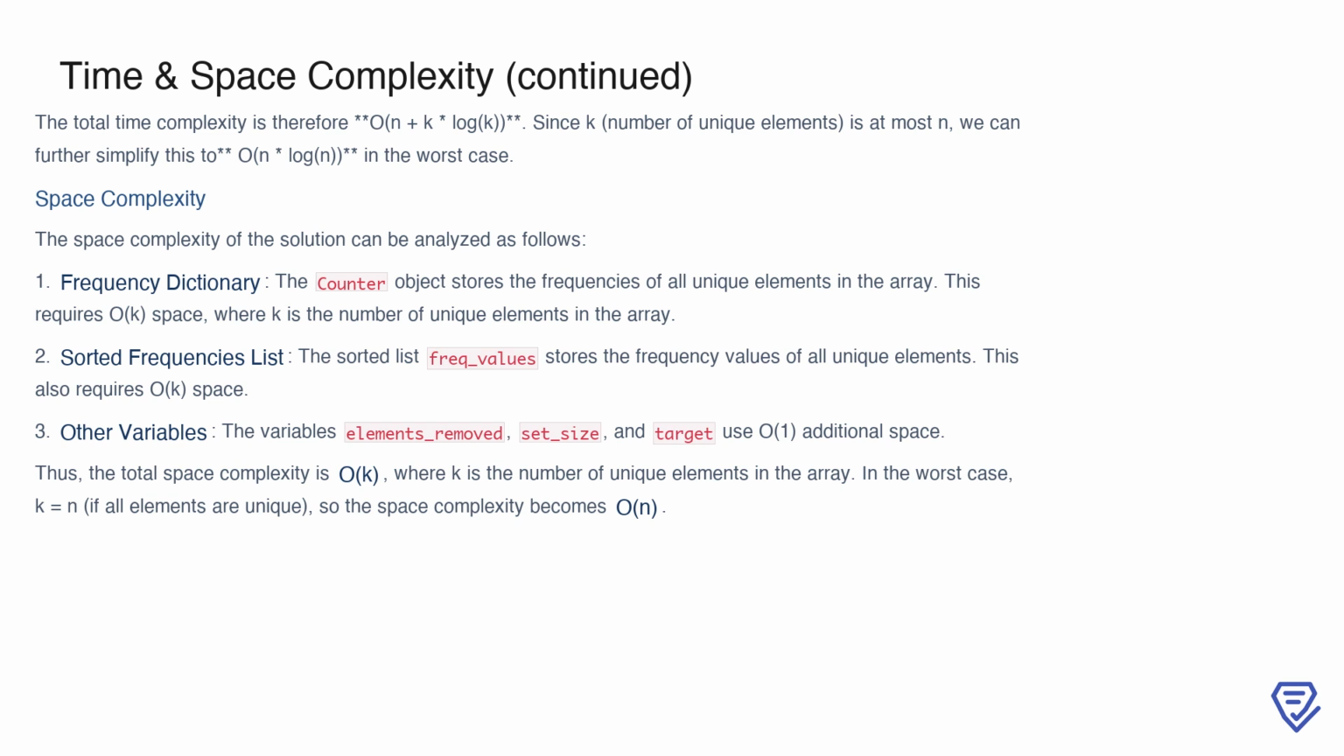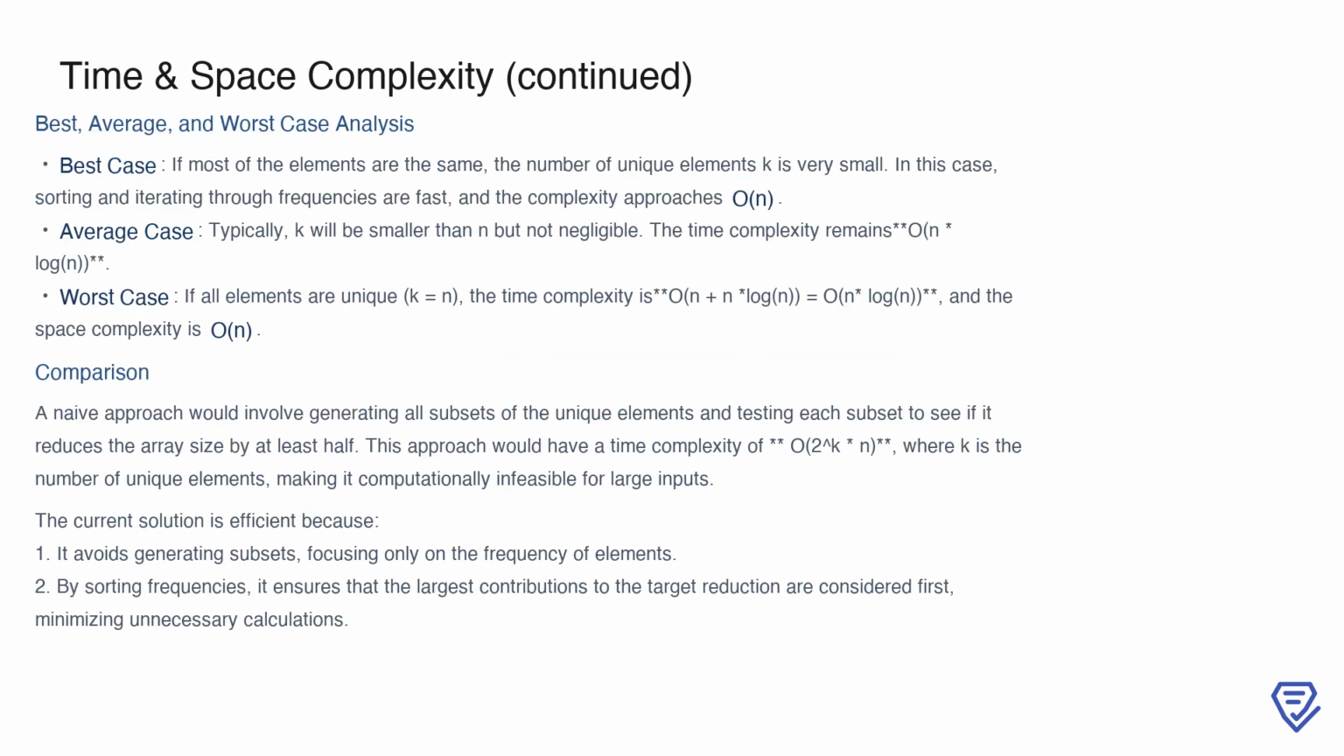Now, let's analyze the space complexity. The counter object that stores the frequencies of unique elements requires k space, where k is the number of unique elements. Additionally, the sorted frequency list also takes k space. Aside from these, the solution only uses a few scalar variables like elements_removed, set_size, and target, which together require O(1) space. Therefore, the total space complexity is k, and in the worst case, when all elements in the array are unique, this becomes O(n). To better understand the performance, let's consider the best, average, and worst case scenarios.